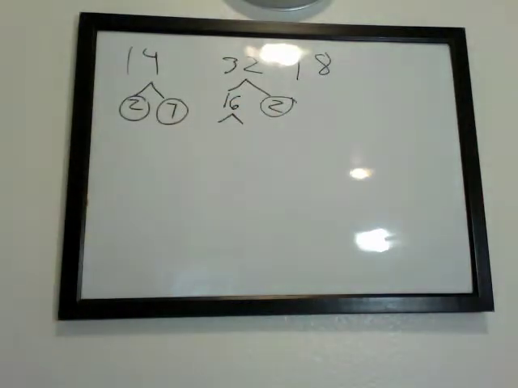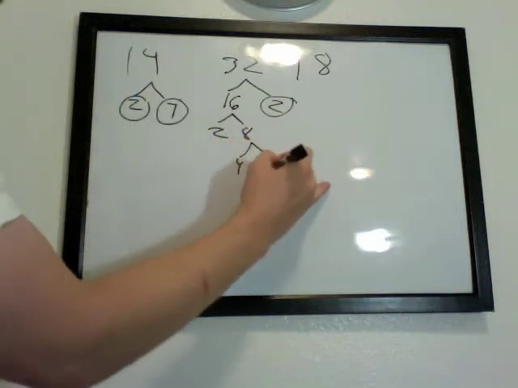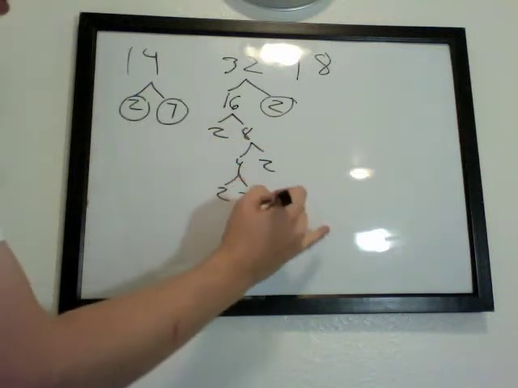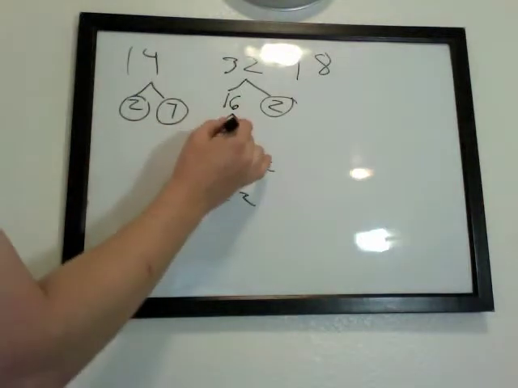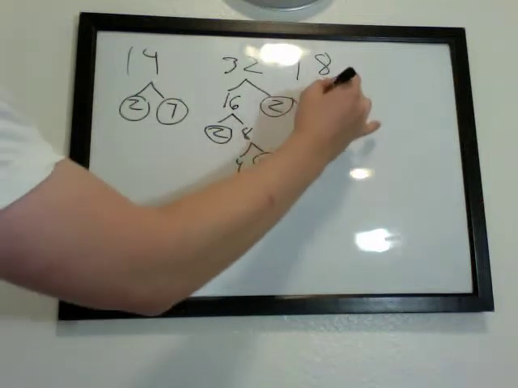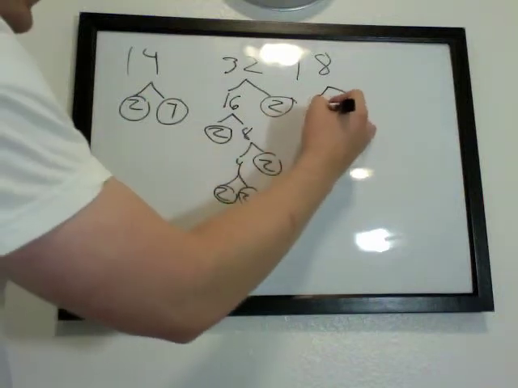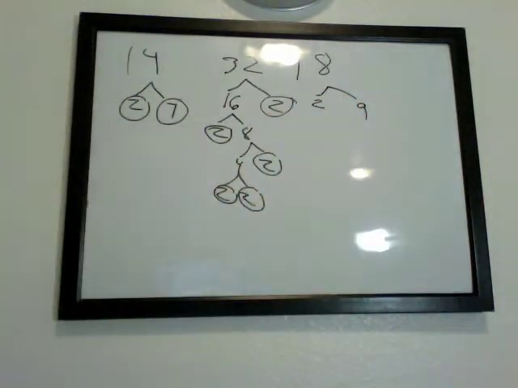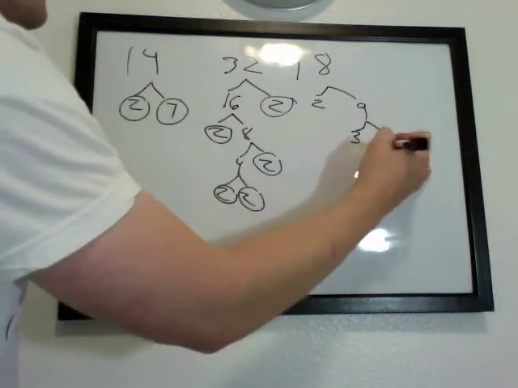16 we can break apart. 2 and 8. And 4 and 2. 2 and 2. And these are all prime numbers right here. 18 we can break apart. Two numbers that equal 18 is 2 and 9. And we know 9 is not a prime because we can multiply it 3 and 3.